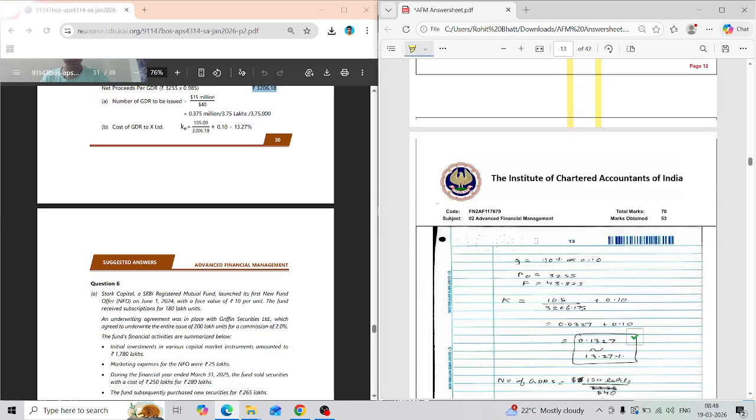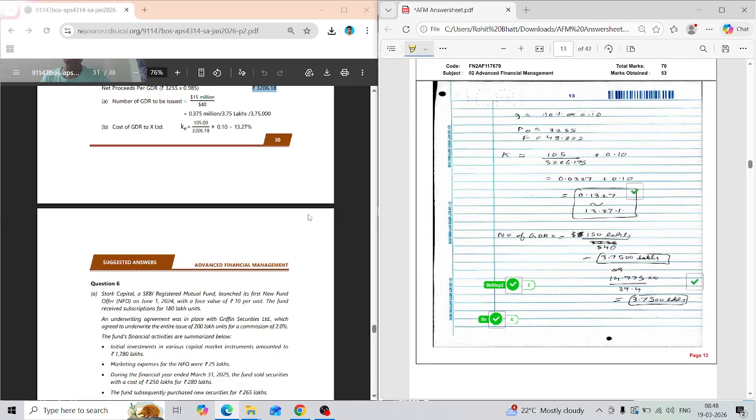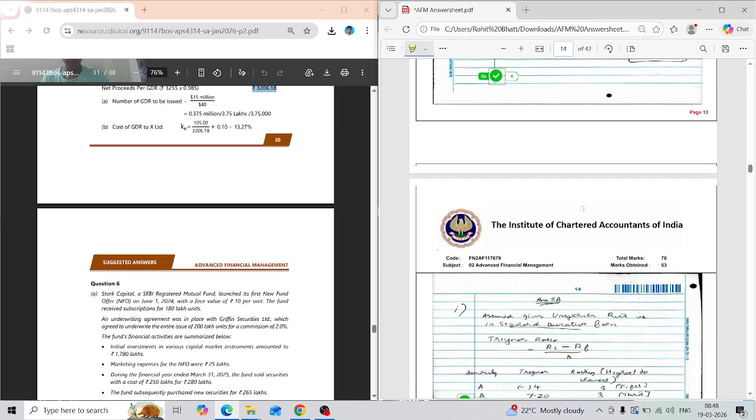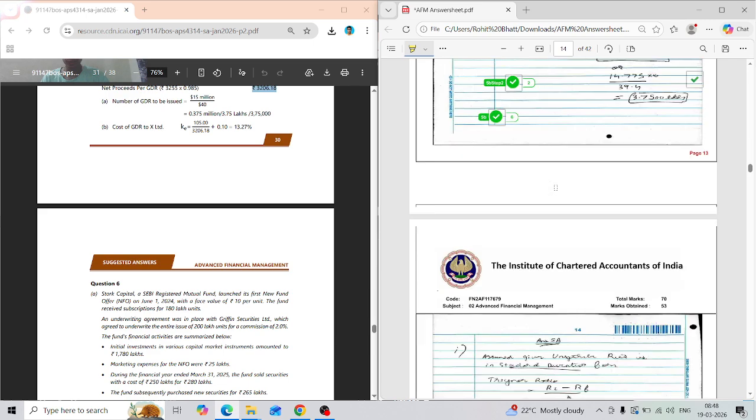So this is how you need to answer the questions and try to solve as many questions as possible, and you should not leave any question of ICAI material. So that is most important. I have got full marks in this question.